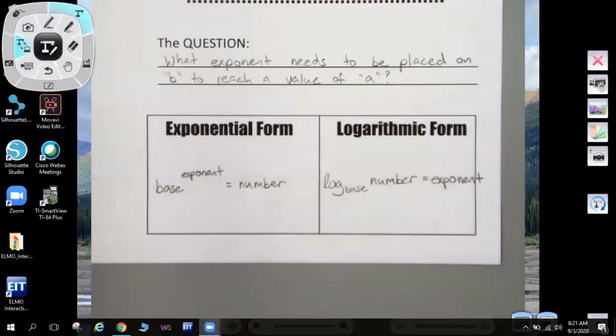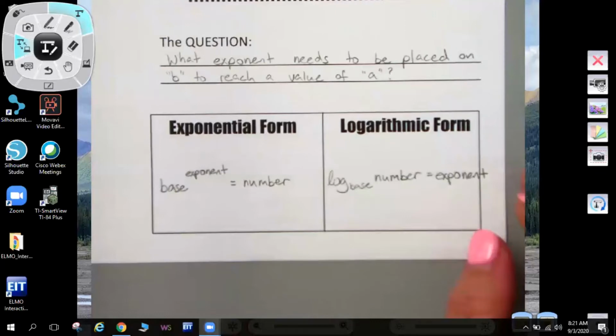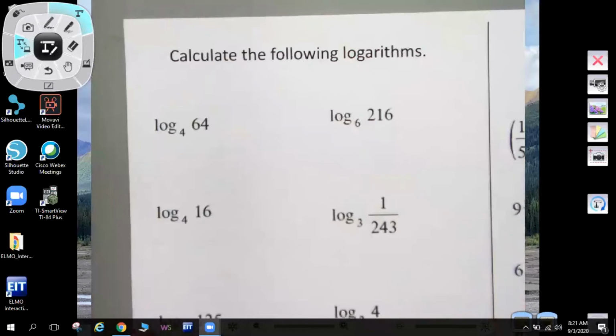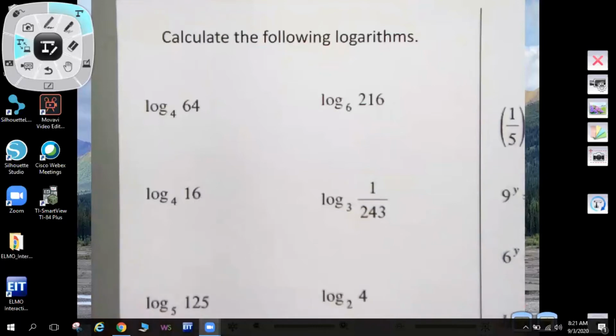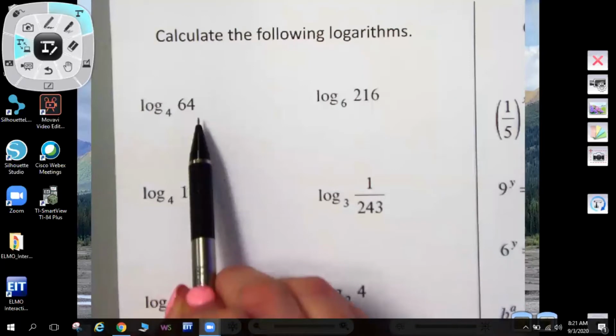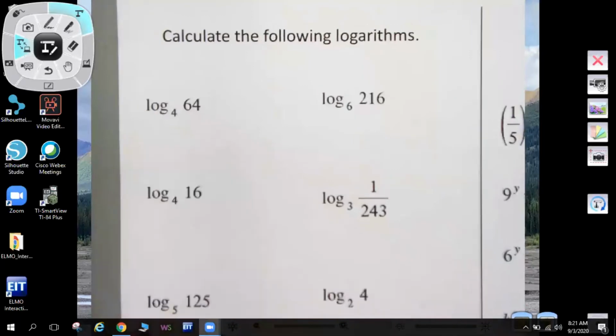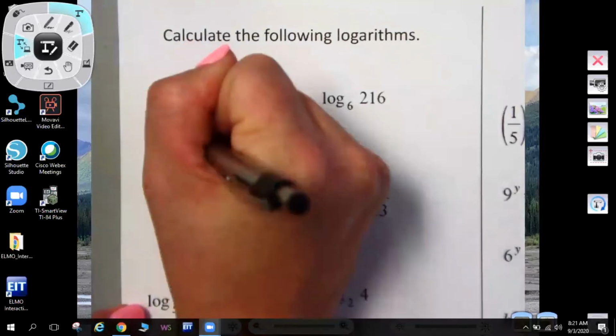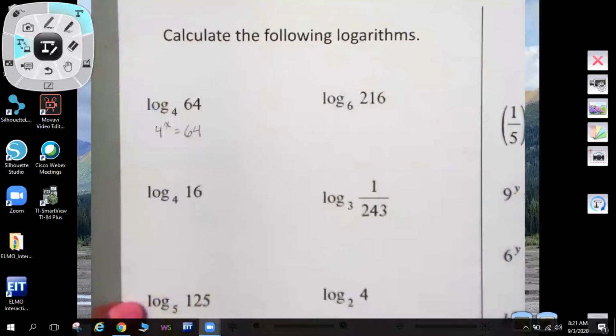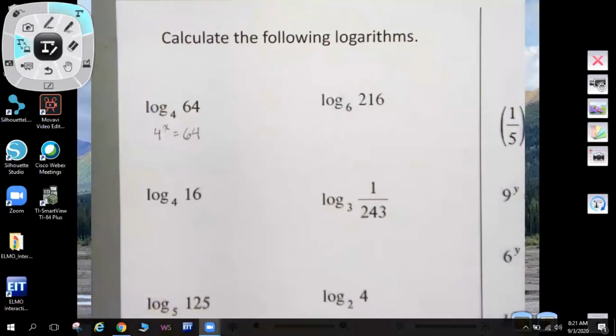But right now we're going to look at evaluating logarithms, or calculating the value of logarithms, this section here. The first logarithm we have is log base 4 of 64. We said a logarithm is just a special way to ask a question. The question that this logarithm is asking is: 4 to what power equals 64? What exponent do we need to put on 4 in order to make it equal 64?